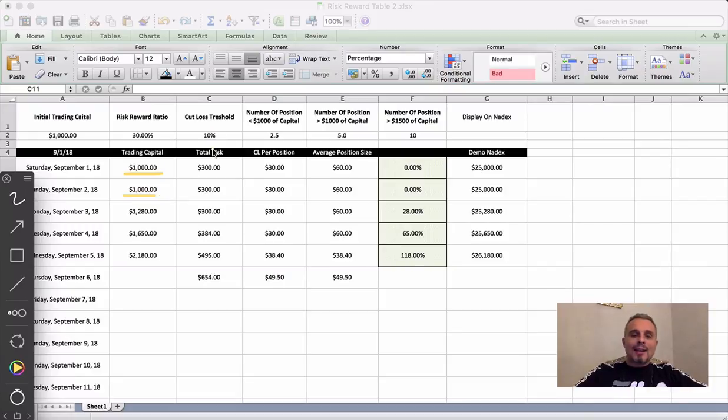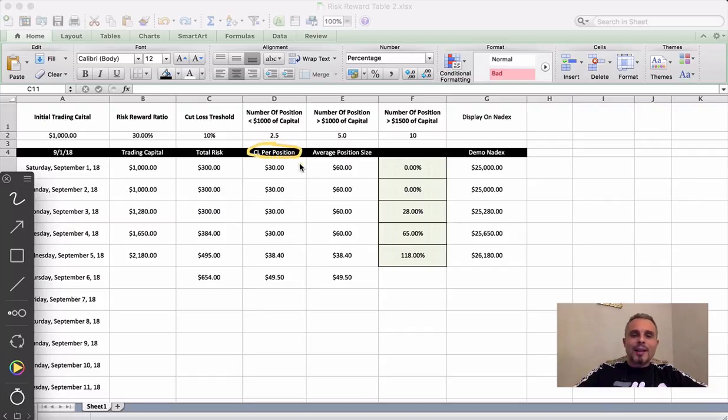Okay, and on this next column we have total risk. This is calculated with a 30% risk reward ratio, and it's calculated from the previous day. So for example, this will be calculated from this day, and this from the previous day, so that you base your risk on the following days on the previous account balance.